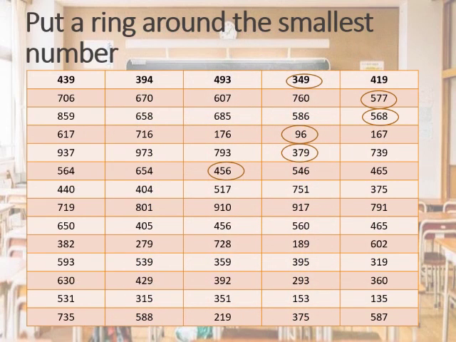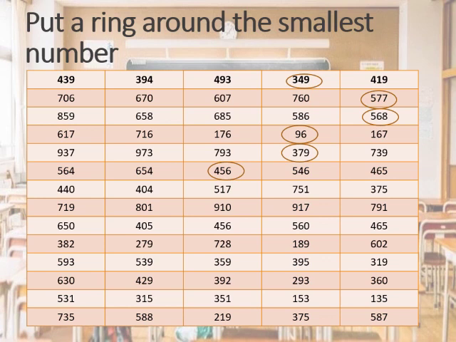Now coming to the next exercise, put a ring around the smallest number. Here some numbers are there. You have to find out the smallest number and put a circle around it. The first question is 439, 394, 493, 349, 490. Again, you have to remember the second trick, and according to that, you will check first the hundreds place, second the tens place, and then the ones place. And here, which one is the smallest number? That is 349. Put a ring around the smallest number.